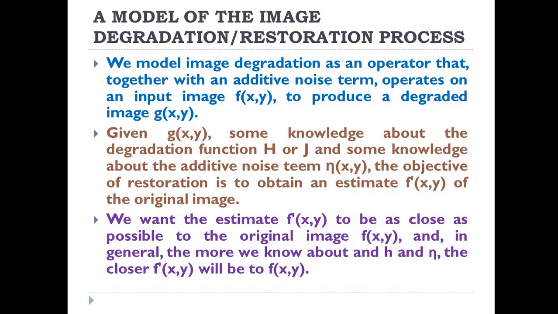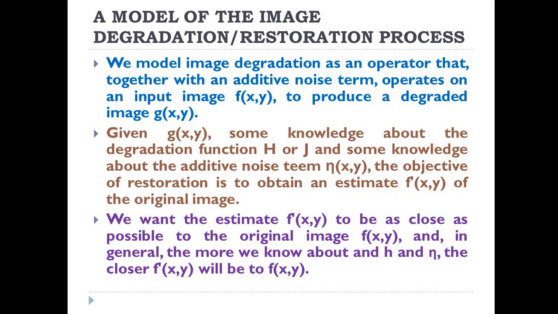Now given g of x comma y, that is the available image g of x comma y, which is a distorted version of f of x comma y. And now we have some knowledge about the degradation function. For convenience, let us denote the degradation function using the alphabet H. And there is some noise introduced, and mathematically let us assume the noise is an additive term, and let us denote it as n of x comma y.